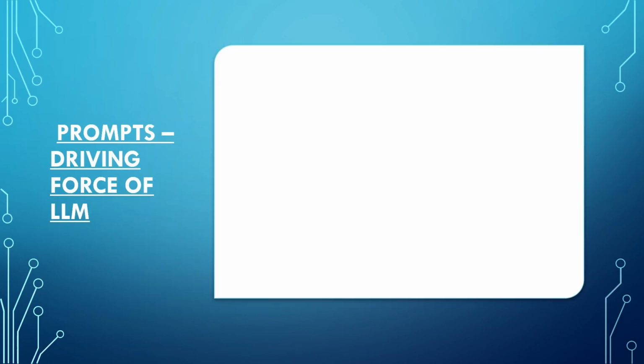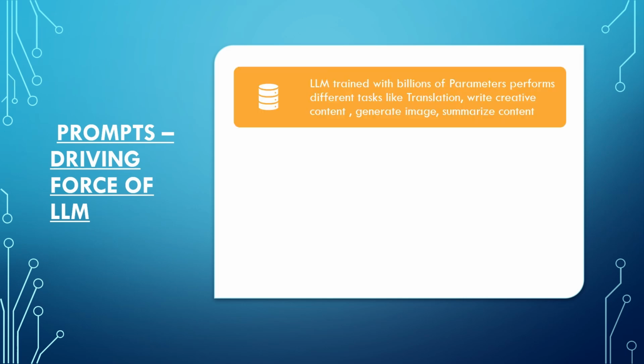Let's see the driving force of LLMs in LangChain architecture. Large language models are trained with billions of parameters. This makes them incredibly versatile. They can translate languages, write creative content, generate images, and even summarize complex information.